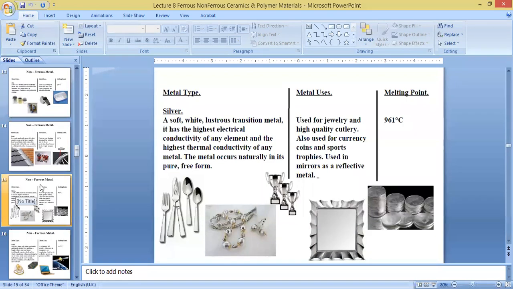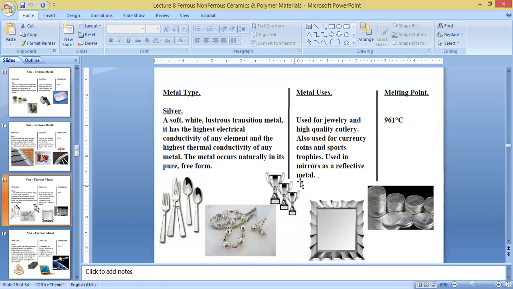Coming to silver. Soft, white, lustrous transition metal. It has the highest electrical conductivity of any element, so this is what we talked about on Monday, and the highest thermal conductivity of any metal. So it's able to transfer heat at very high rates. The metal occurs naturally in its pure free form.